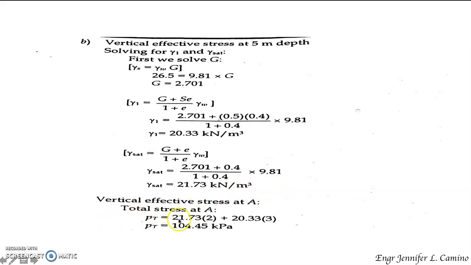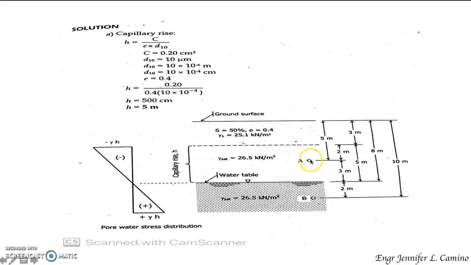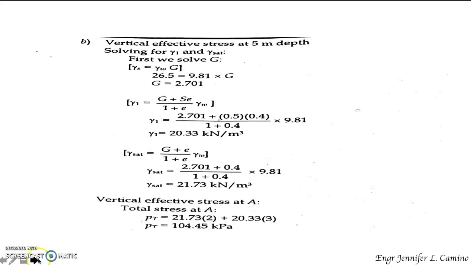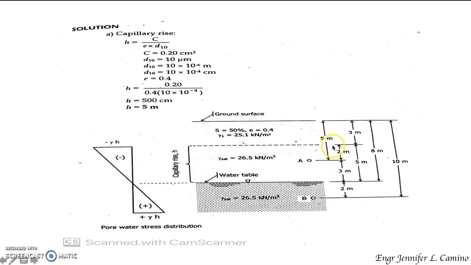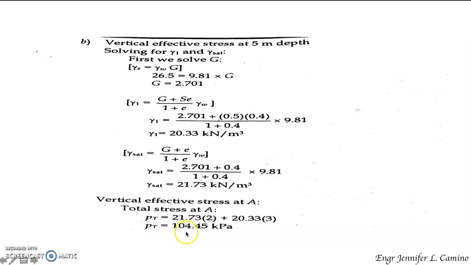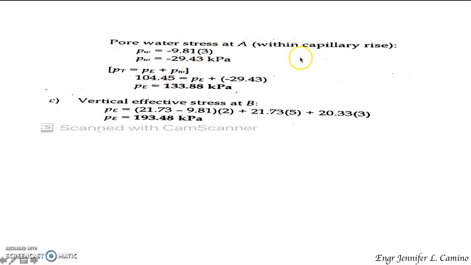Now we try to get the effective stress at point A. We have to solve first for our total stress at point A. The total stress at point A will be equal to 2 times our saturated unit weight, since this is within the capillary rise. That is 21.73, the saturated unit weight, times 2, this height from the surface towards point A, then plus 3 times the unsaturated unit weight, which is 20.33. It gives us 104.45 kilopascal.